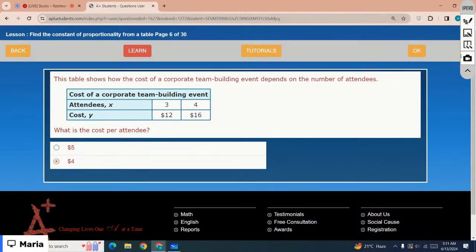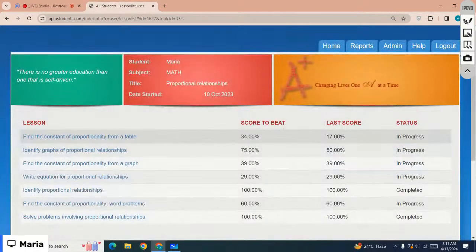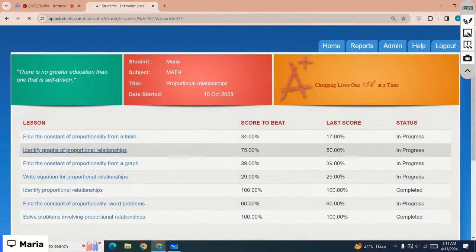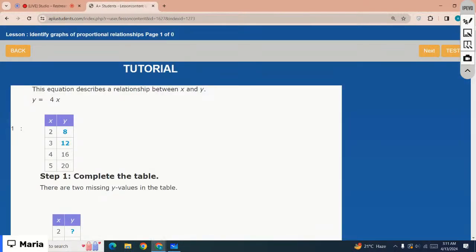You can complete the lesson by yourself later today. Let me just move on to the next lesson. Identify graphs of proportional relationships. Let's just start with the lesson.